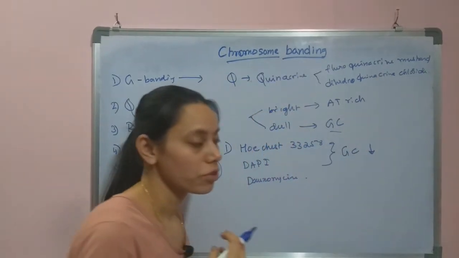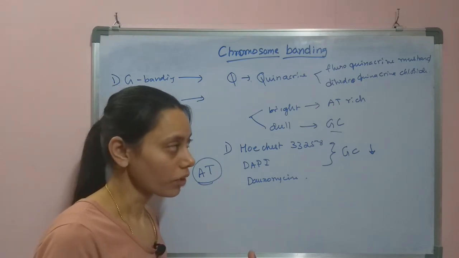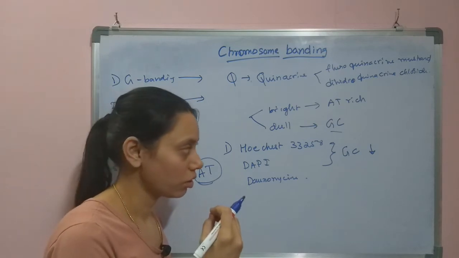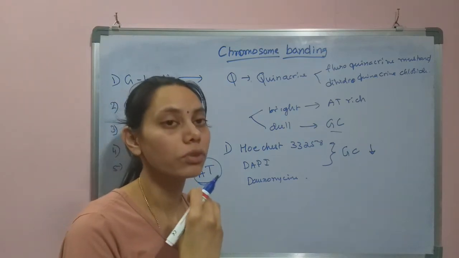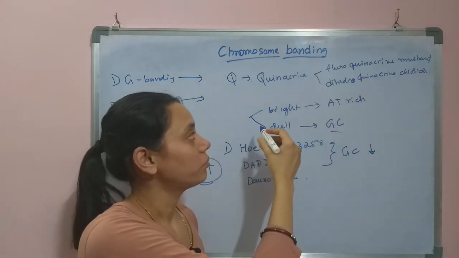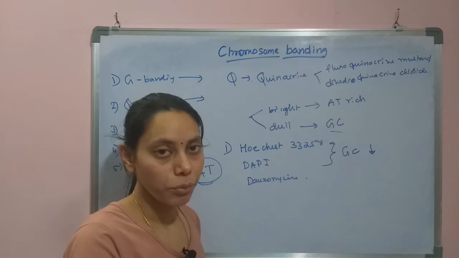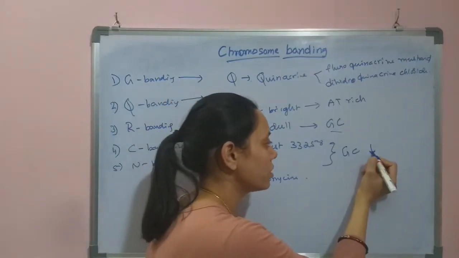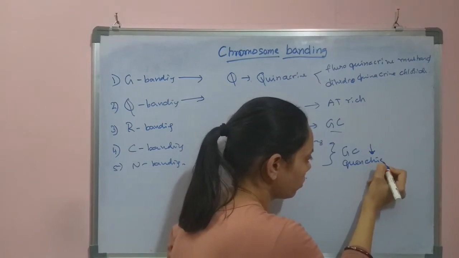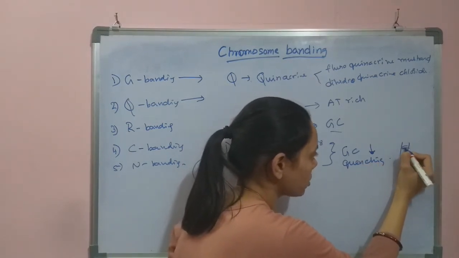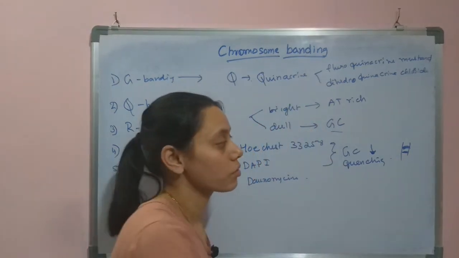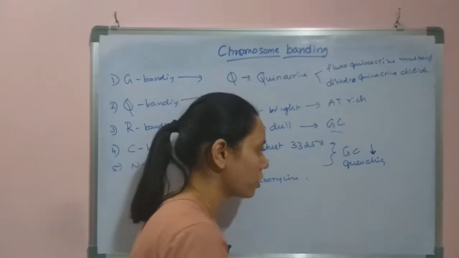So we cannot differentiate between bright and dull bands. They are not very simply distinguishable in comparison with the Q banding. So here the GC quenching will be low. We cannot simply differentiate or distinguish two adjacent bands using these two dyes. So these two are not very popular.